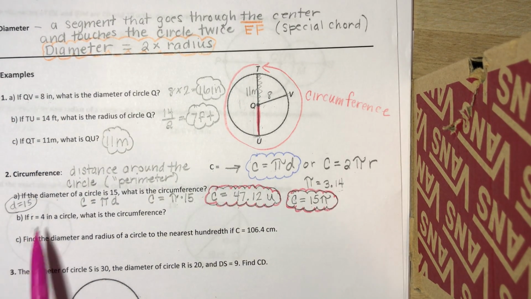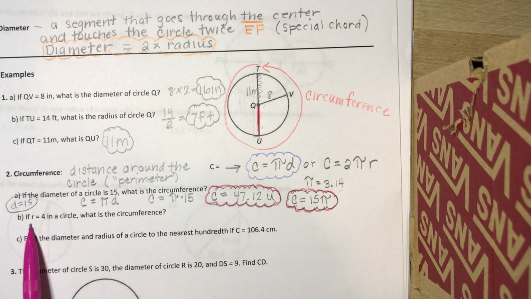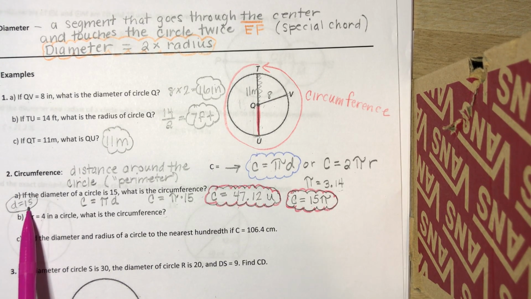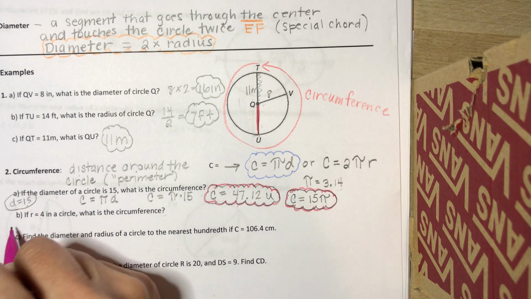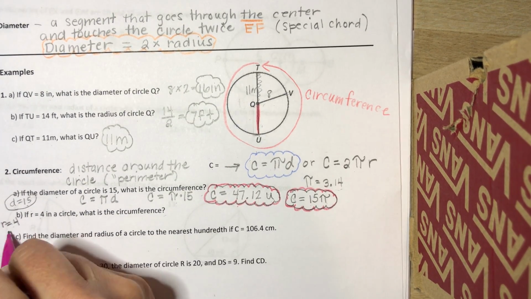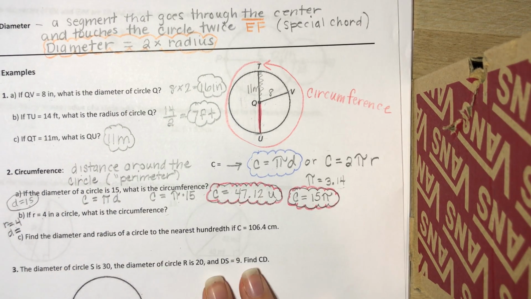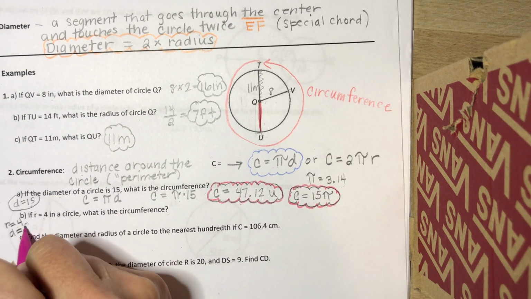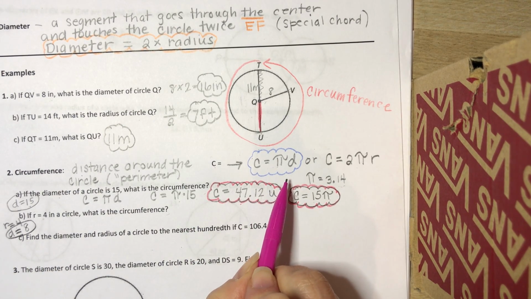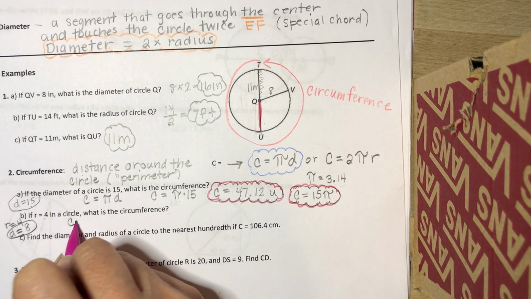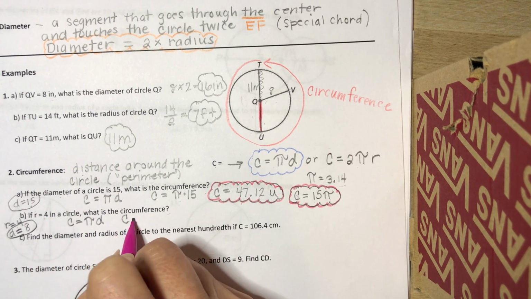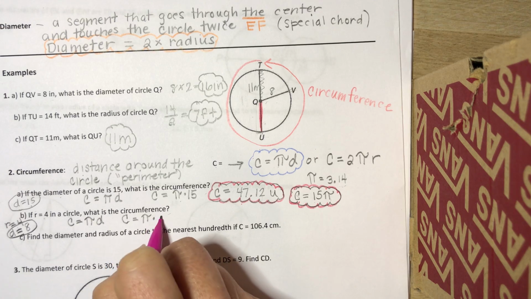All right, in letter B, if the radius is 4 in a circle, what is the circumference? Well, just like over here, I jotted down that my diameter was 15. Well, over here, my radius is 4. If I know my radius is 4, what is my diameter? My diameter, double it, is 8. Now I can use the same formula that I did over here. Circumference equals pi times diameter. So the circumference equals pi times 8.